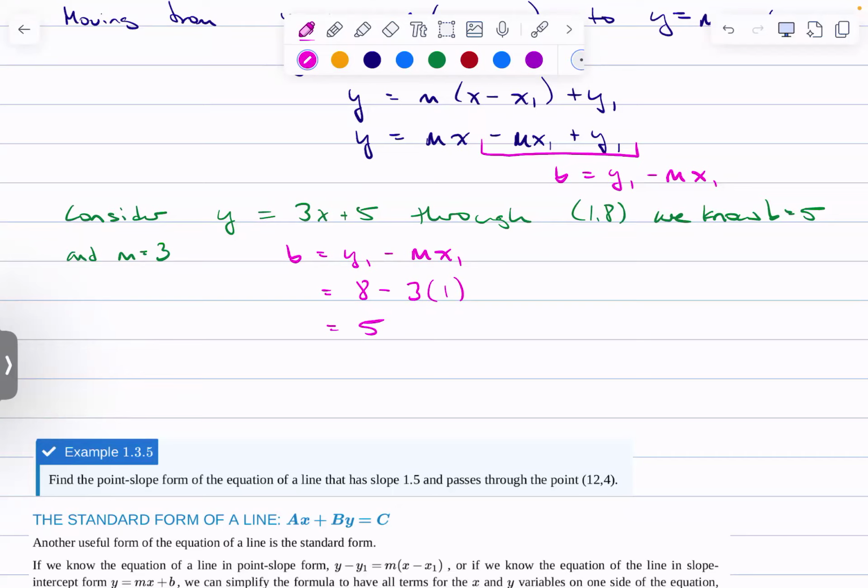Kind of a roundabout way. So it's not something I'm expecting you to do, but moving between the different forms of a line makes us flexy, algebraically flexy. So that's good. It's good practice. Okay. Questions? No.